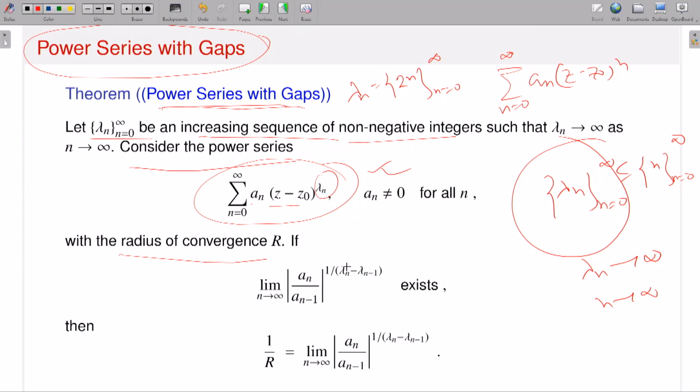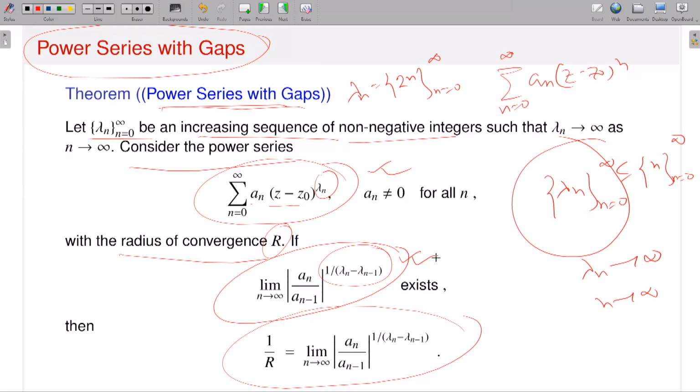What formula? Earlier you had the absolute value of a_n by a_{n+1}. But this time, if I have a radius of convergence r, suppose this limit exists. What is the limit? Of course it is in terms of ratios, that means it is a_n divided by a_{n-1}, but you should look at the exponent, you will have 1 divided by lambda_n minus lambda_{n-1}. In other words, 1 by r equals this limit, if this limit exists. Okay, so this is the formula.